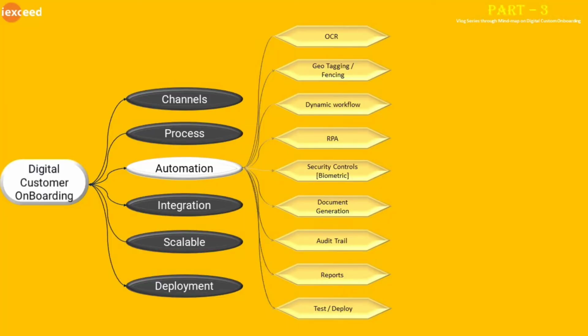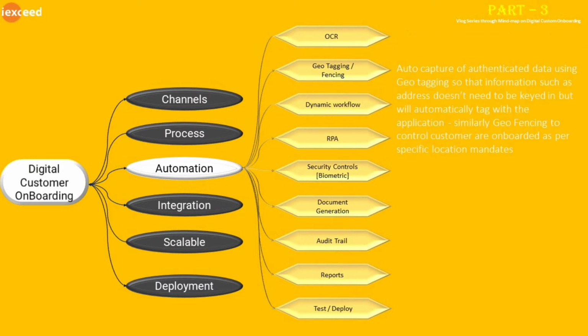The next important factor that we need to consider while implementing a digital onboarding solution is the capability around automations. If we need to achieve a straight-through efficient process and process improvements at the back office, we need to have a solution which will have capabilities around OCR, which is optical character recognition capability, to extract all possible information from the document and make it available in a structured format for further processing. Auto capture of authenticated data using geotagging, so that information such as address doesn't need to be keyed in but will automatically tag with the application.